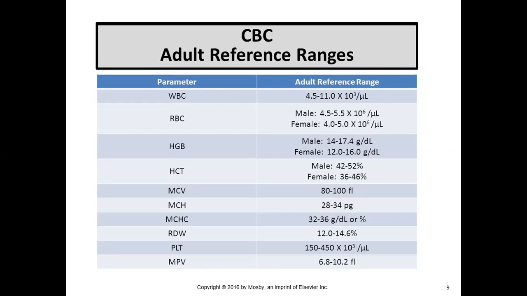Platelets has a value of 150 to 450,000. And so knowing that that amount of platelets is normal for an adult. So I want you to remember white blood cells, red blood cells, hemoglobin, hematocrit, and platelets, and know those values and know what they are measuring.